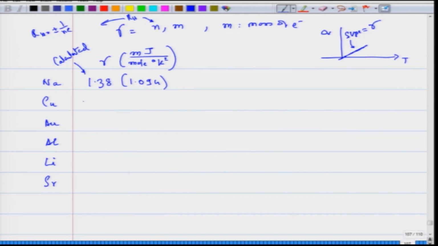Next, if you go to copper, the theoretically calculated value is 0.695, the experimental value is 0.505, slightly different. Okay. If you go to gold, 0.729 and 0.642, roughly they are similar. Aluminium, 1.35 is the value you should theoretically get. If you experimentally measure it, you will get a value of 0.912. This is now starting to become significantly different.